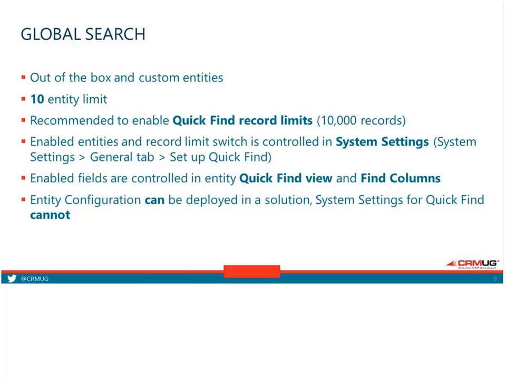As far as nuances to know about global search, for configuration purposes, it's controlled in 2 different areas. You can set up the entities that are enabled through system settings, which as an administrator, you're probably familiar with that dialog box that pops up, and you simply go into that quick find dialog and select the entities that you want to enable. The record limit switch is also controlled within that screen, and what that does is it puts a 10,000 record limit so your system isn't overloading on returned rows.